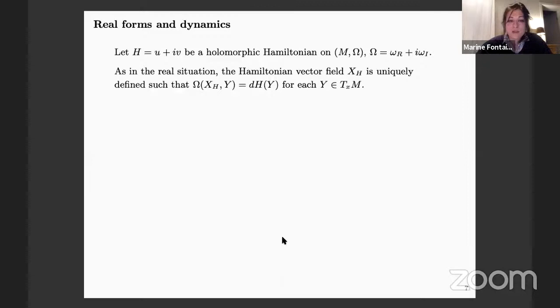So we are interested in how that behaves with respect to dynamics. If you take a Hamiltonian which is holomorphic, there's no surprise, it works the same way as in the real case. You can define a holomorphic Hamiltonian vector field.